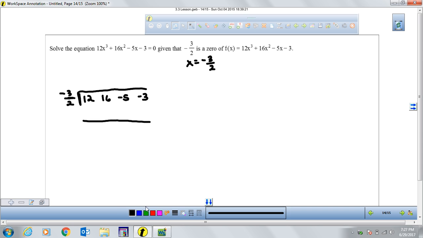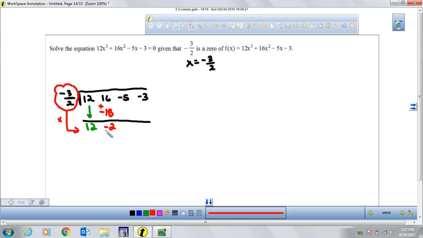So, first thing we're going to do here is bring the 12 all the way to the bottom of the line. And then we have to multiply this number times the bottom number. When you multiply times a fraction, this is the way we do it. 12 times negative 3 is negative 36. Then you divide the negative 36 by 2, and that gives you a negative 18. Then you're going to add them. Negative 18 plus 16 is negative 2.